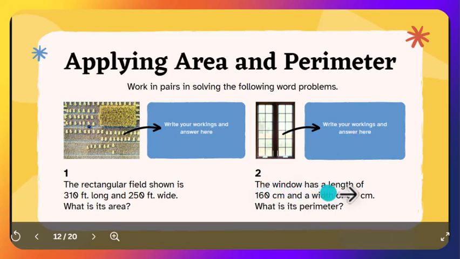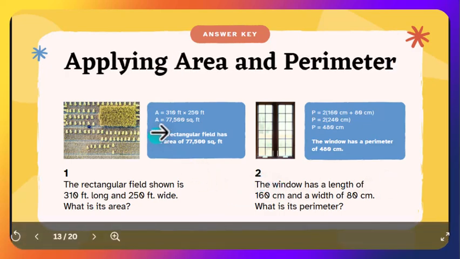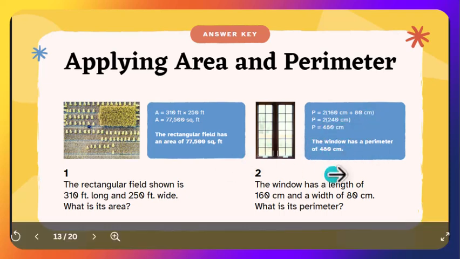The window has a length of 160 centimeters here and the width of 80 centimeters. What is the perimeter? Now you can see the working here. I want you all to do this workout using any notebook or a notepad and see the pattern of how to solve area and perimeter.